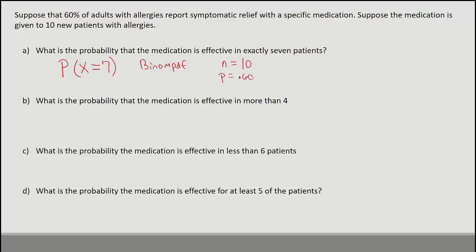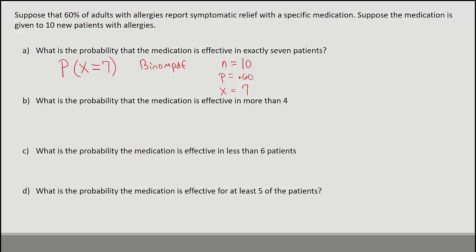Please write your percentages, your probabilities, as decimals. And your X is the number of successes that you're looking for in your problem. Our X is 7. So don't get your N and your X confused. Your N is the total number of people that you're dealing with. Your X is the number of successes. And you're going to get X from your parentheses when you write your probability notation.